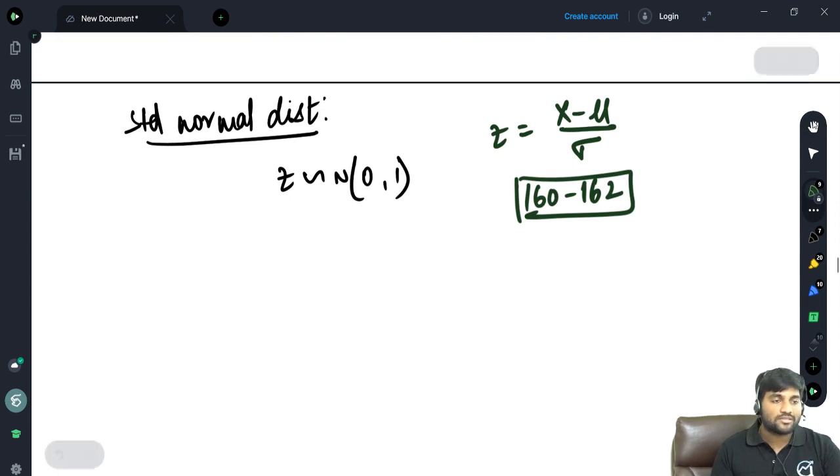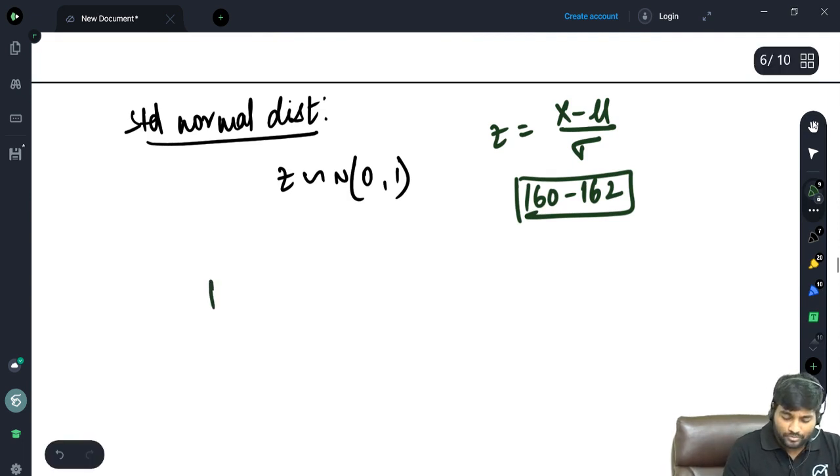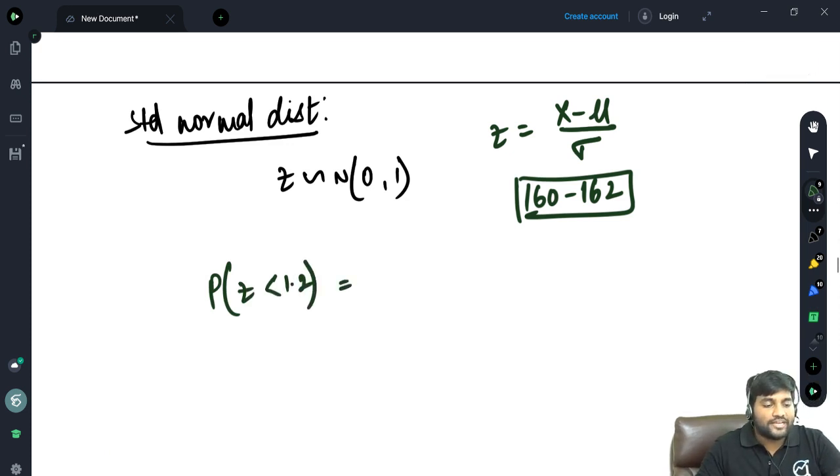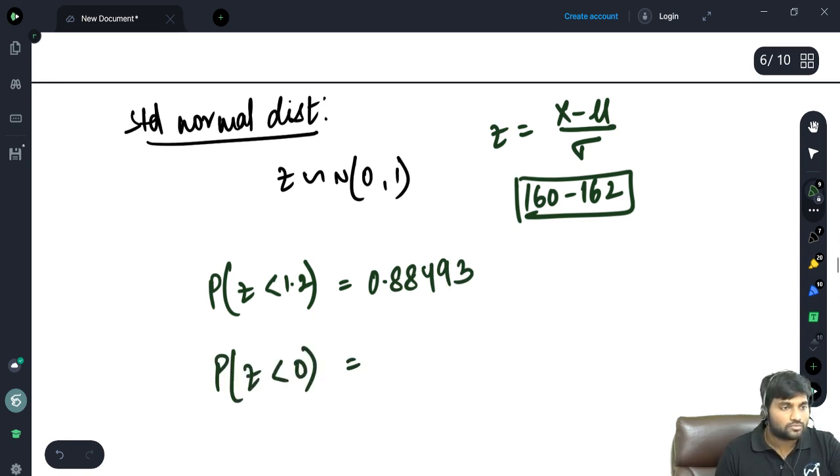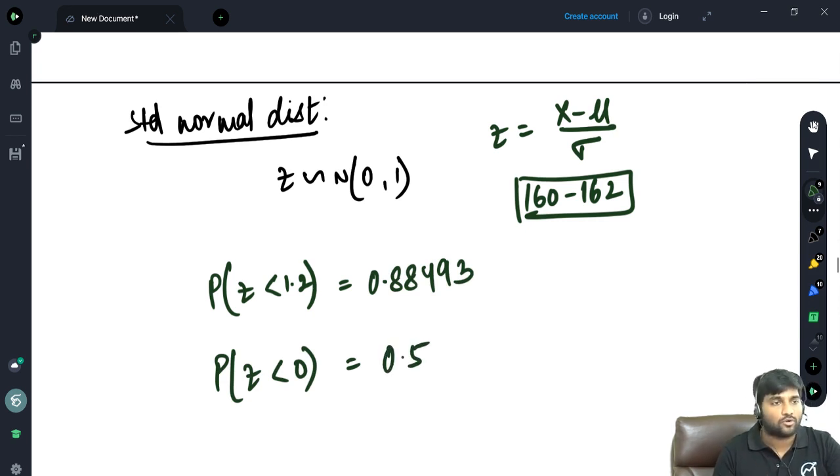Now we'll do some sums. Take out page number 160. So it is given probability points means what? Less than probability. So probability Z is less than 1.2. Tell me what is the answer. So you need to look for the value of 1.2. Please write in the chat box. 1.2, what is the answer? 0.88493. Probability Z is less than 0, 0.5. For a standard normal distribution, mean, median, mode is equal to 0.